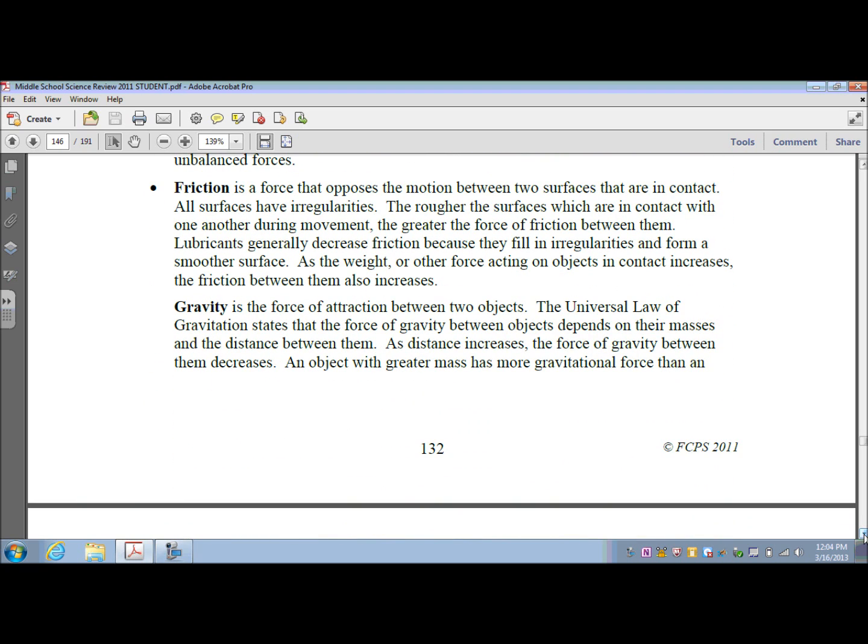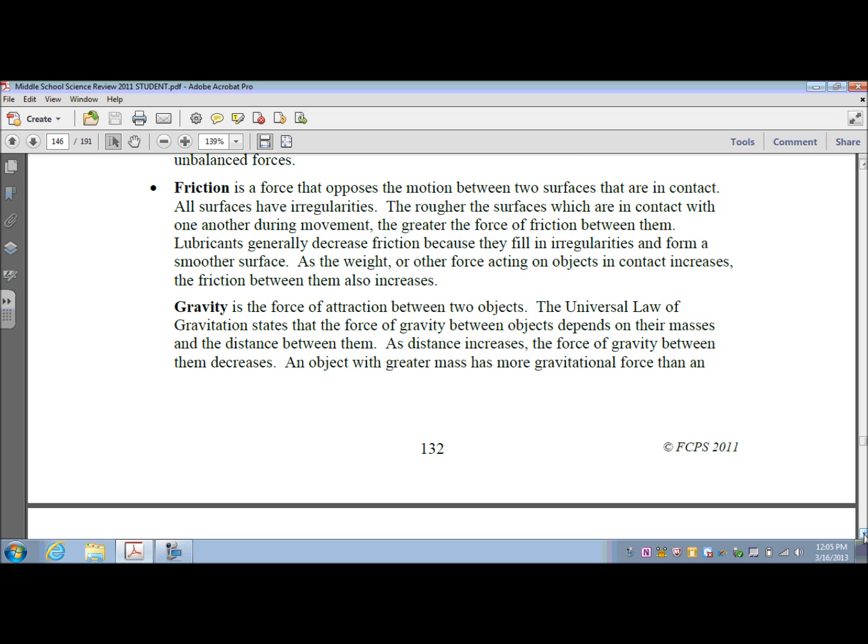Friction is a force that opposes the motion between two surfaces that are in contact. All surfaces have irregularities. The rougher the surfaces which are in contact with one another during movement, the greater the force of friction between them. Lubricants, such as oils, generally decrease friction because they fill in irregularities and form a smoother surface. As the weight or other force acting on objects in contact increases, the friction between them also increases. So the weight of an object does affect friction.